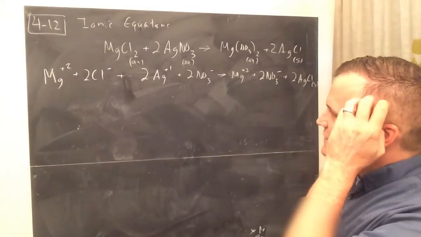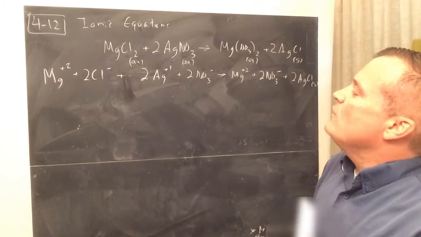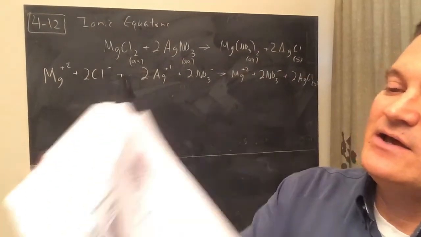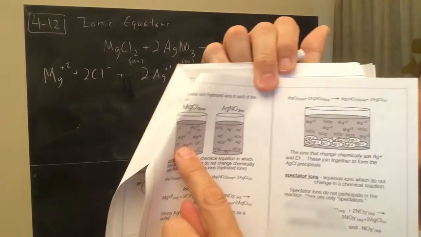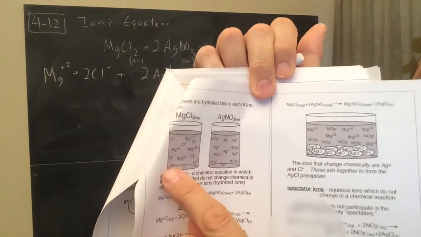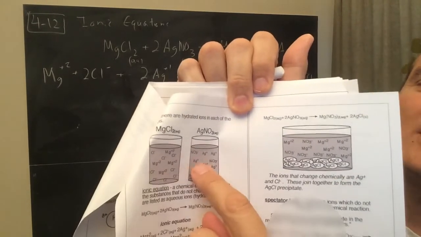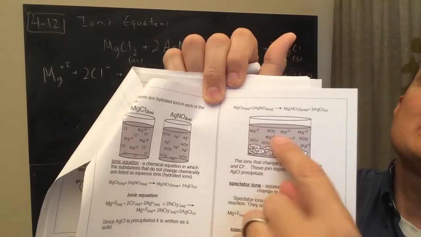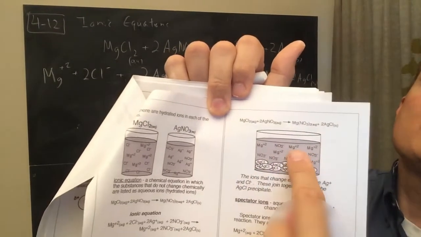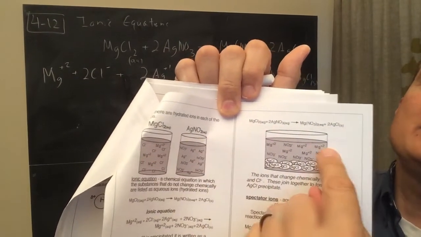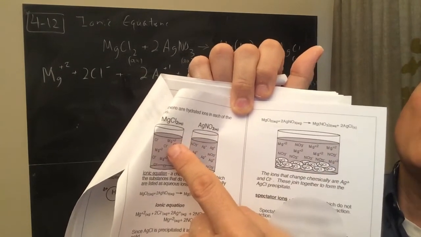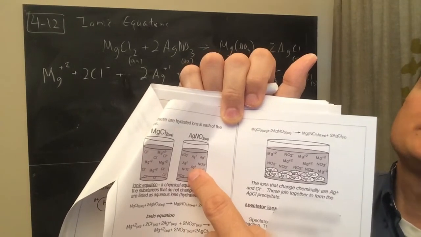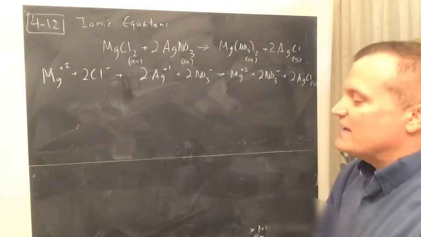Now, spectator ions. Okay, notice this. The only thing that really changed in this picture, remember in the beginning, you started off with just this. You had magnesium and chlorides dissolved. Here you have silver and nitrates dissolved. Well, in the end, look at what happened. You have silver chloride, but look at the magnesiums and the nitrates. They're still dissolved. They're just the same as they were back here. The magnesiums here are just like they were here, still surrounded by water molecules. Nitrates here, just like the nitrates in this container, still surrounded by water molecules. They're unchanged. They did nothing.